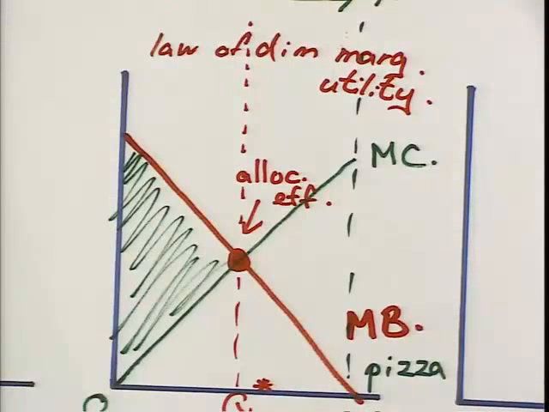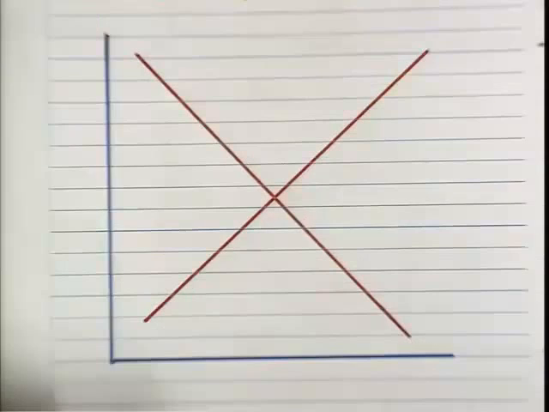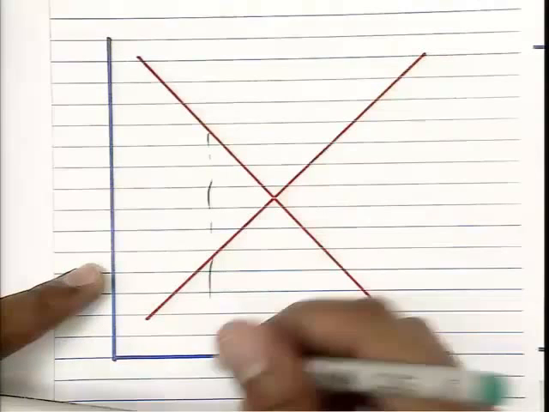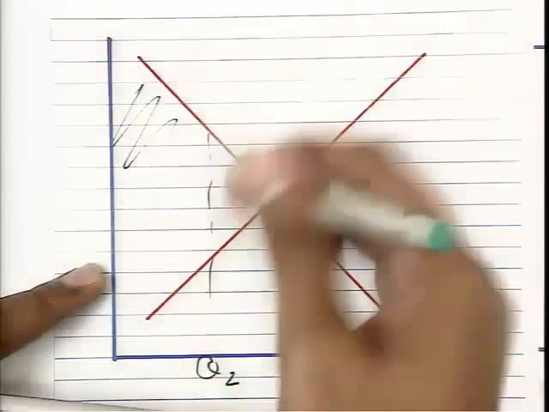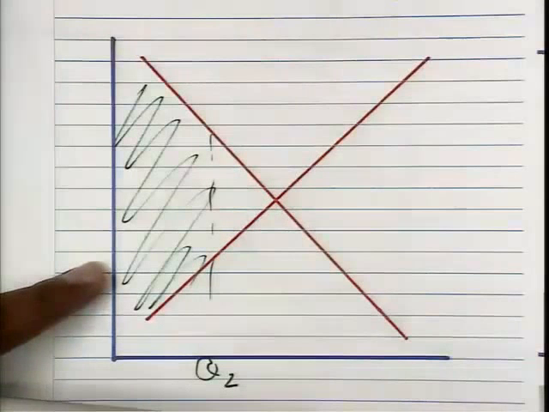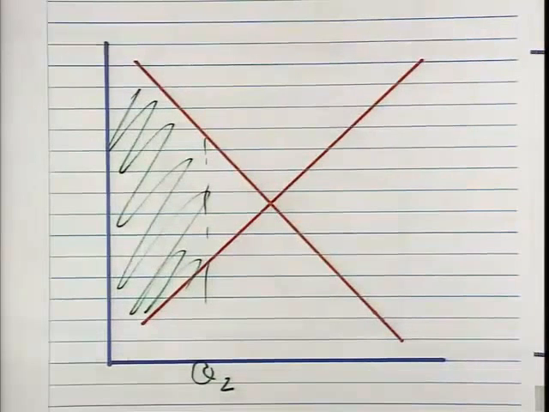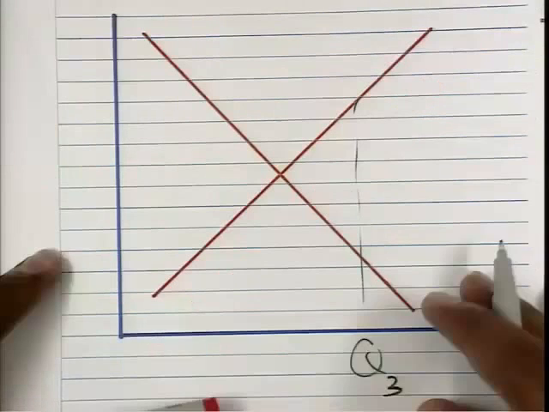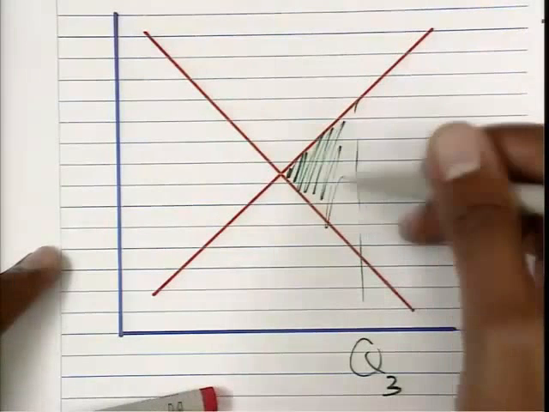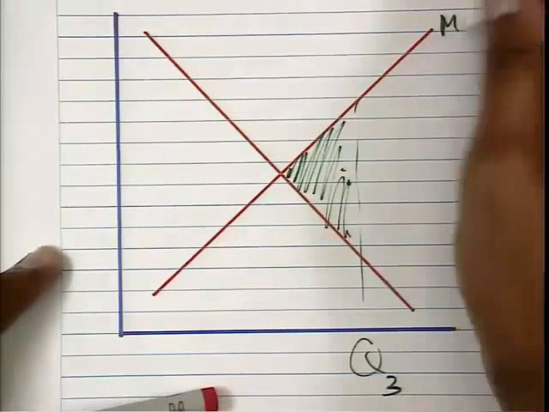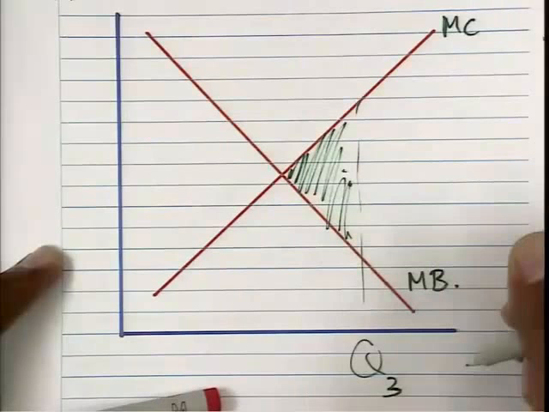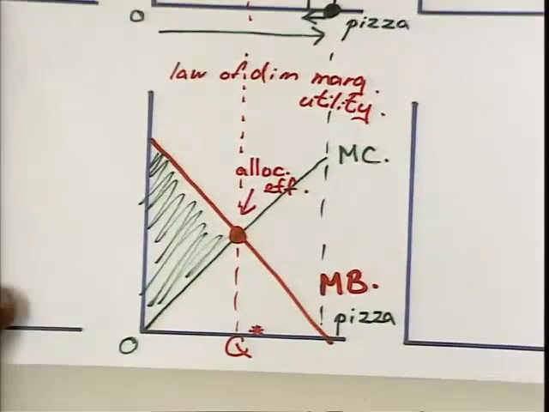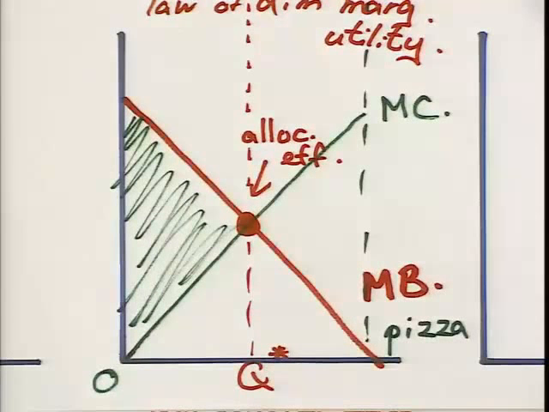Any other point which is not allocatively efficient, if you were to produce less, you would have a smaller total surplus. If you were to produce more, well, now you're actually having some negative surplus on this side because the extra cost outweighs the extra benefit. So the best level of output for society to produce as a whole is where marginal benefit equals marginal cost.